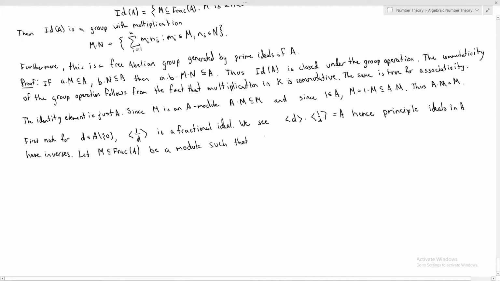Such that, let's say I know the element D times M is contained in A. Okay. This collection D times M will be an ideal in A, and hence will divide a principal ideal by the previous corollary.